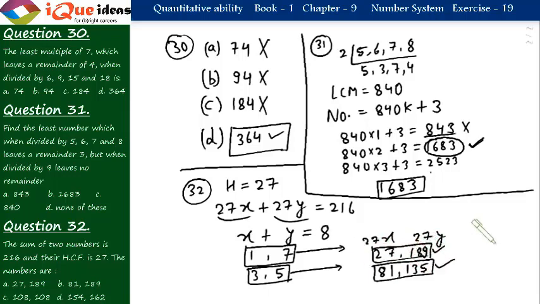You could have also solved this question with the help of options, right? Look at the first option: if you add 27 plus 189, it is 216, so it is a possible answer. Second option, 81 plus 189 goes beyond 216, so that cannot be the answer. C option is 108 and 108. Numbers are equal, so HCF should have been equal to 108. Hence, that is a wrong option. Fourth option, 154 plus 162. The addition goes beyond 300, so that can also not be the answer. Hence, the answer is A. So this way, you could have used options also. All right.